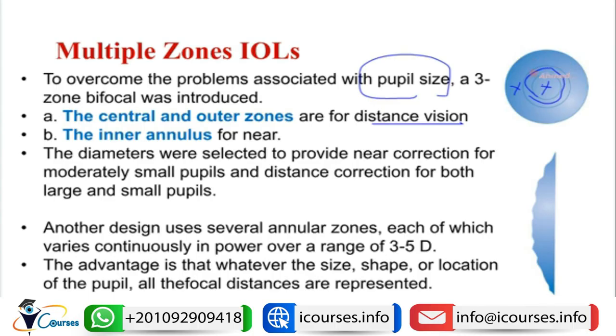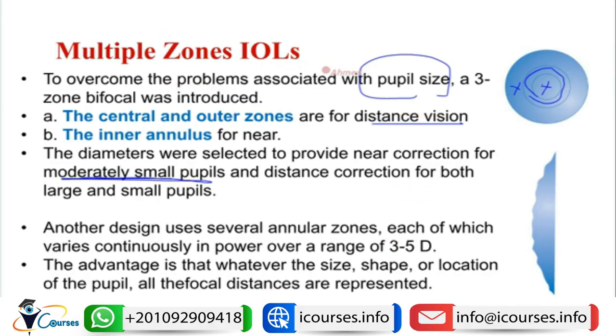In order for the patient to see for the near, they need to have a moderately small pupil. If the patient has a moderately small pupil, then they will be seeing the near targets. If they have a very small or very large pupil, they will be seeing the far targets.